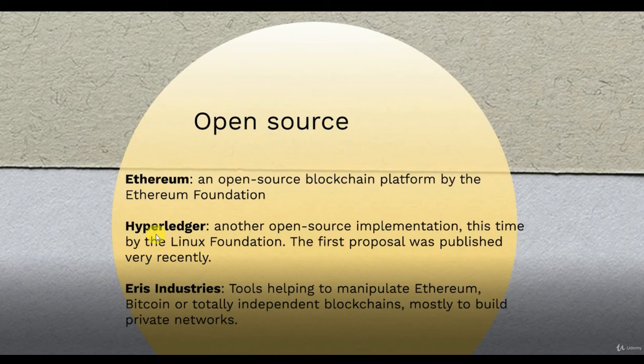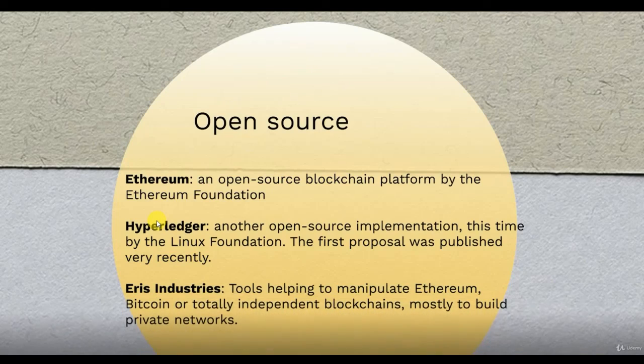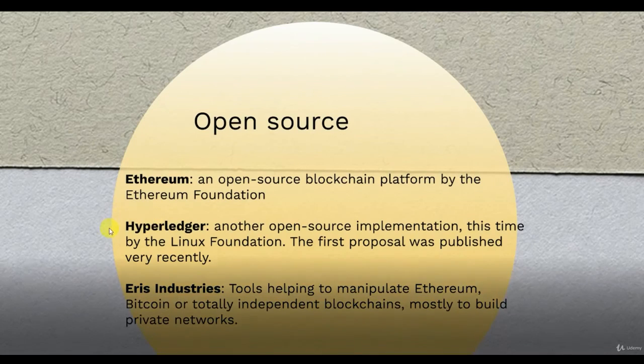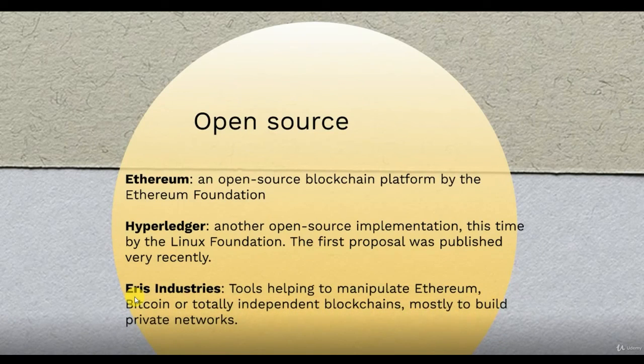The major difference between Ethereum and Hyperledger is that Ethereum is open source, permissionless technology, whereas Hyperledger is for the permissioned platform. Like say if you want to create a blockchain that needs to be viewed only by a set of people or only within the community, then we go for Hyperledger. Then Eris Industries, this is the tool to manipulate Ethereum or Bitcoin or to create any independent blockchain. So mostly to build the private network.